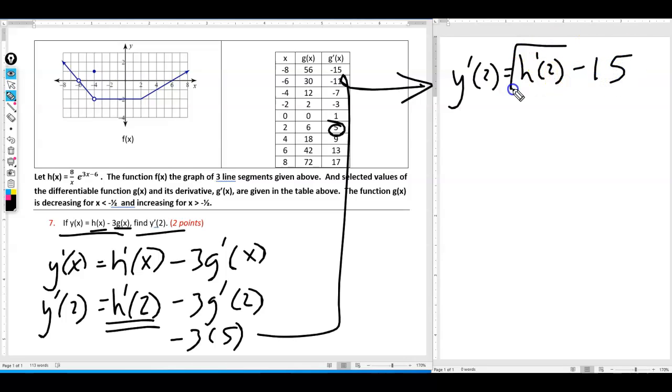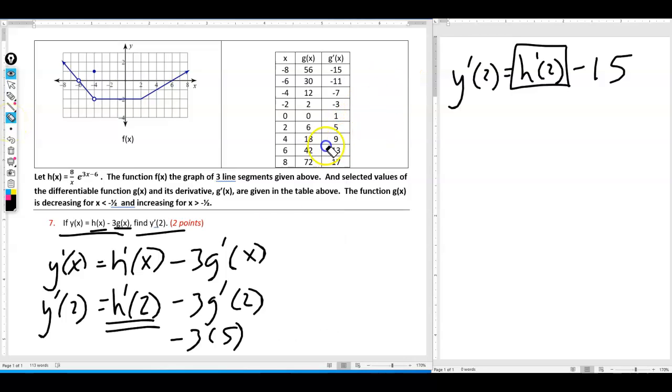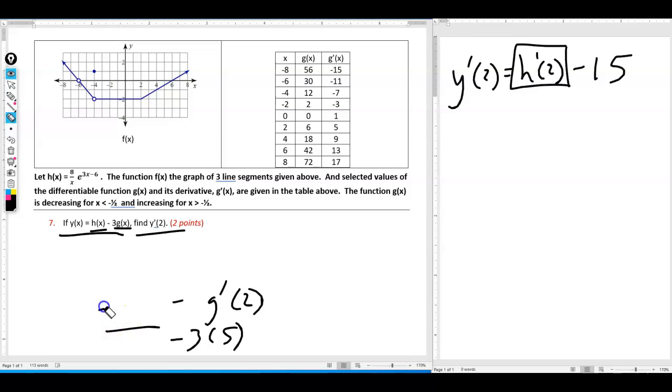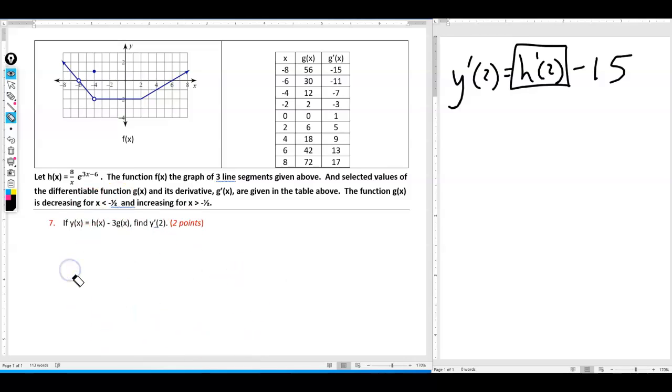Now we get to focus on this for a minute. Like I said, that's going to be a little bit of a stretcher for you guys. It's going to really test your ability to do derivatives well. What is h prime of 2? Well, what is h? H is this equation that we have up here, right? So if I want to find h prime of 2, the first thing I've got to do is find h prime of x. How do I do that?